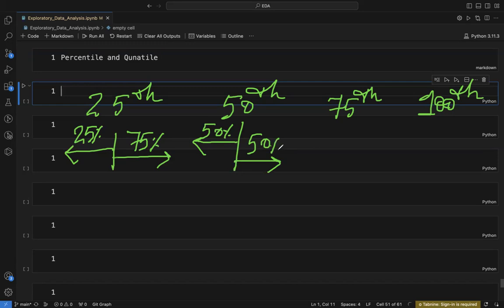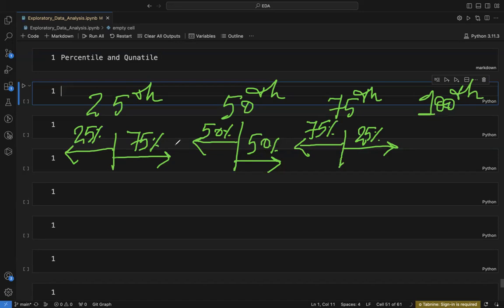Let's understand this very clearly. Now, for the 75th percentile, this means 25% of values are greater than this and 75% of values are less than this, and so on. The 100th percentile means all values are less than or equal to it. This simply means this is the maximum value.